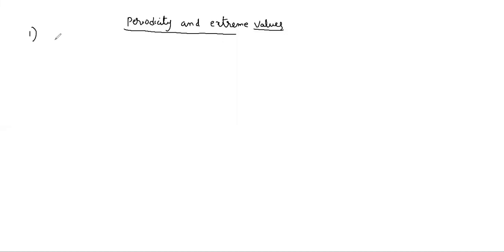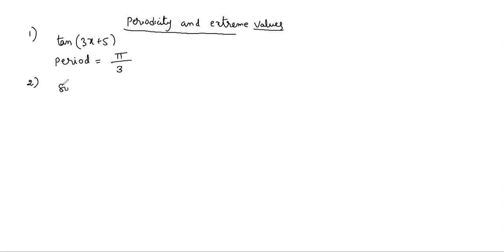The first problem is the period of the function tan 3x plus 5. So what is the period of this function? We know the period of tan kx plus some constant is pi by mod k. So pi by k, where the k value is 3 here. So pi by 3.